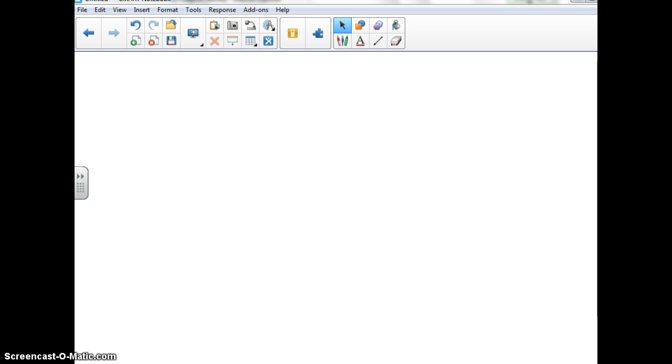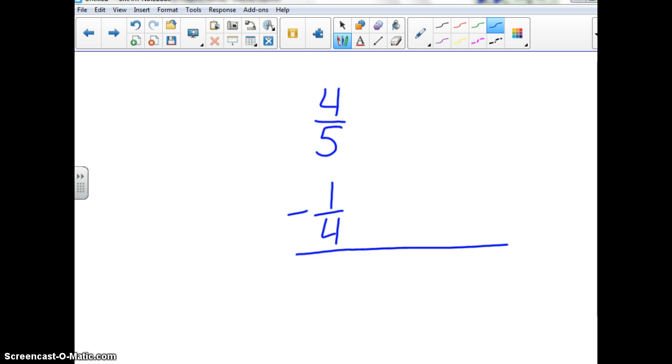Next problem. 4/5 minus 1/4. What would be a good common denominator? Alexis, what would be a good common denominator? Mm-hmm. Great.